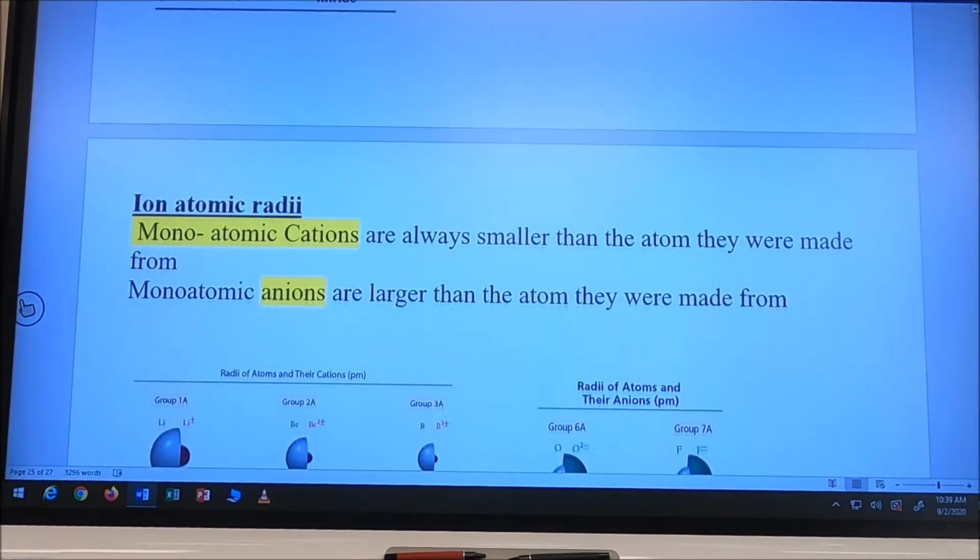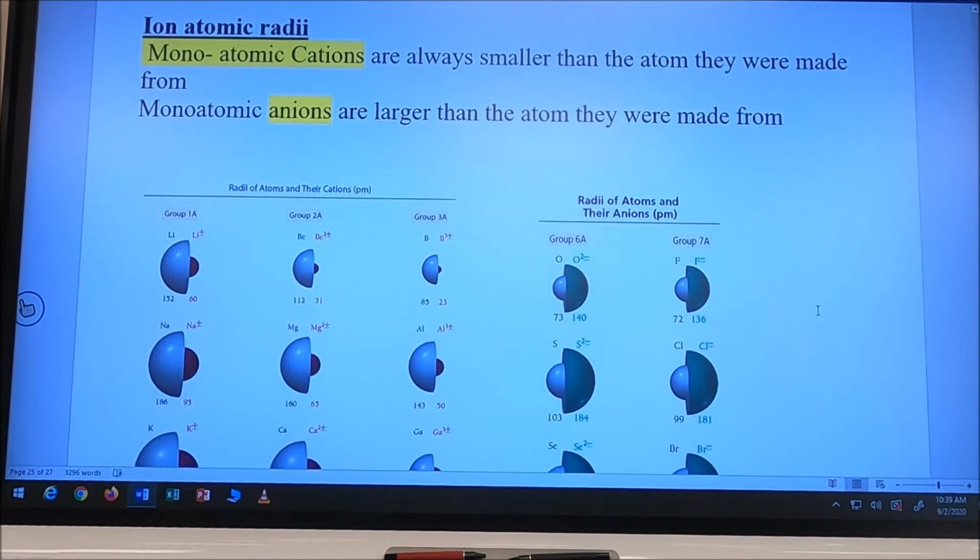Now let's talk about the size of ions. Monatomic cations are always smaller than the atoms they were made from. Monatomic anions are always larger than the atom that they were made from. So if you look at it, here's a lithium atom and a lithium ion. Notice it's less than half the size. That's because you've emptied out the outermost shell, so the outermost shell on the ion is one shell smaller than the shell for the atom.